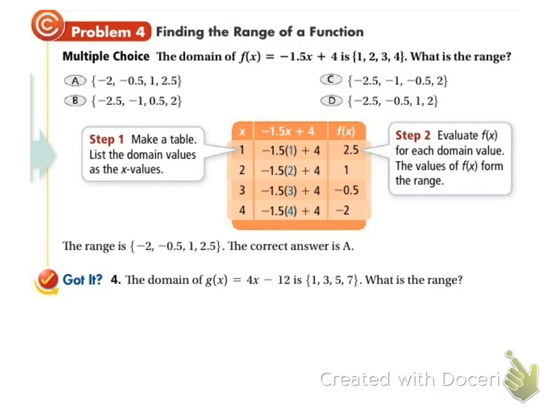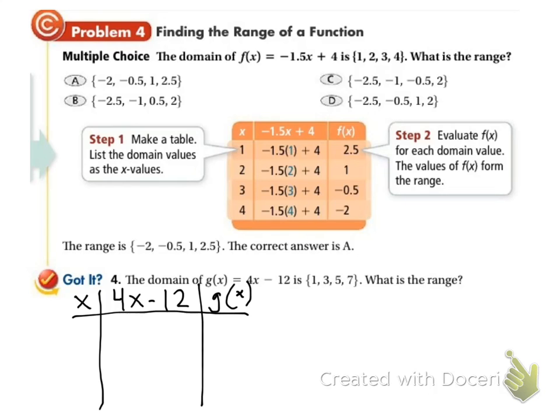So let's try our got it problem down here. I'm given this equation, and I'm given a list of values for my domain. So I'm going to figure out what my range is. So I'll make a table: x, 4x minus 12, and then what my g of x is. The first number in my domain is 1, so I'm going to plug in 1. 4 times 1 minus 12. 4 times 1 is 4, and 4 minus 12 is negative 8.